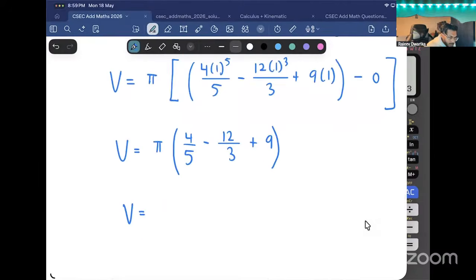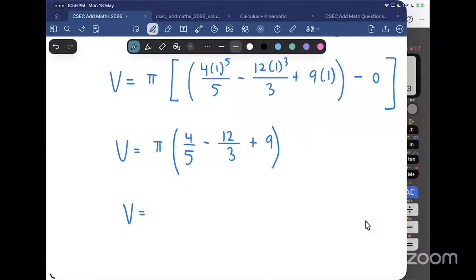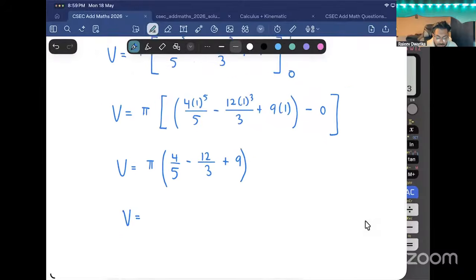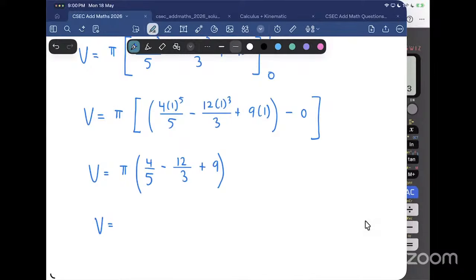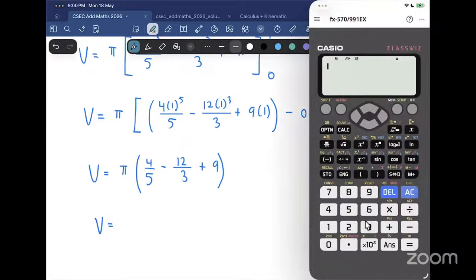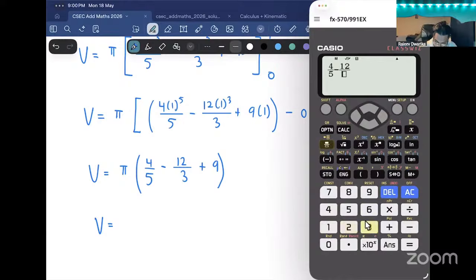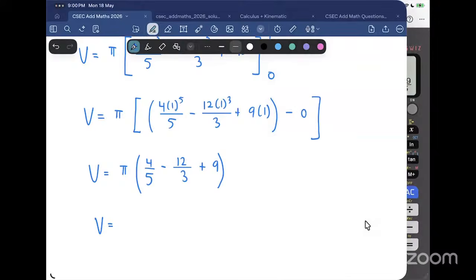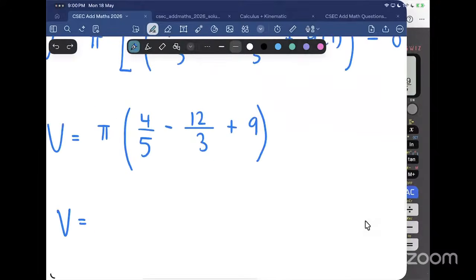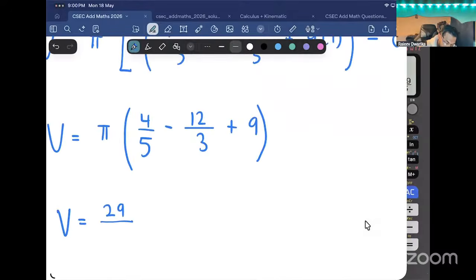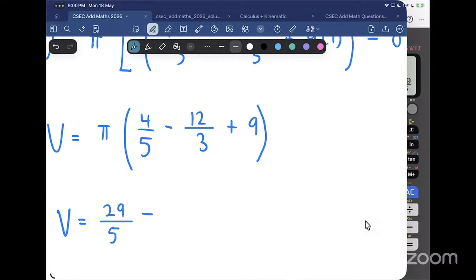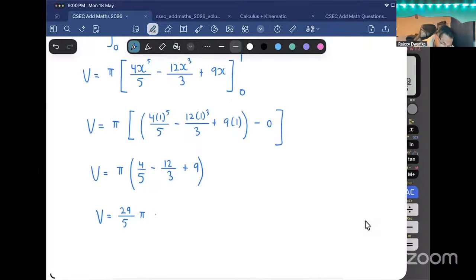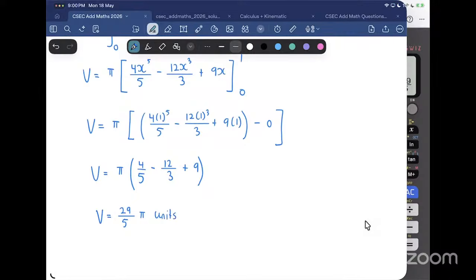Okay. Wait, is it still 4 to the power 5? You can just put 4 over 5. Okay, that's 4 over 5. Let me verify. Okay, so I got 29 over 5 pi. Let me verify that. 29 over 5, yeah. So that'll be 29 over 5 pi. Yes, sir. And that would be units cubed, because it's volume.